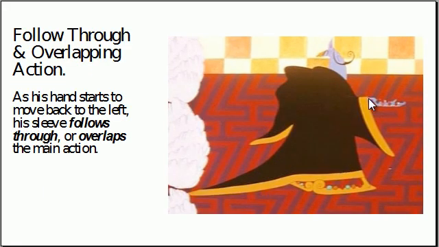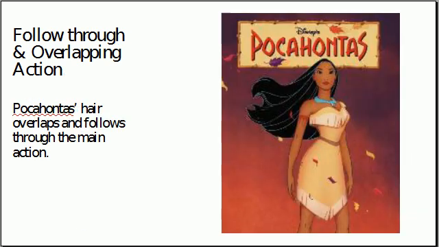But as his arm comes to rest, the sleeve will continue moving. It will follow through or overlap the main action. So initially, the sleeve drags behind the motion of the hand, and then it follows through or overlaps the main action of the sleeve. Here's another example.